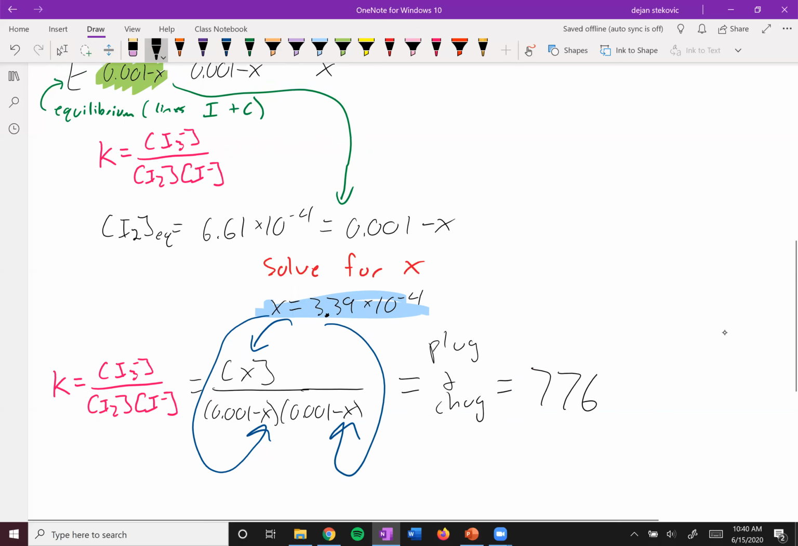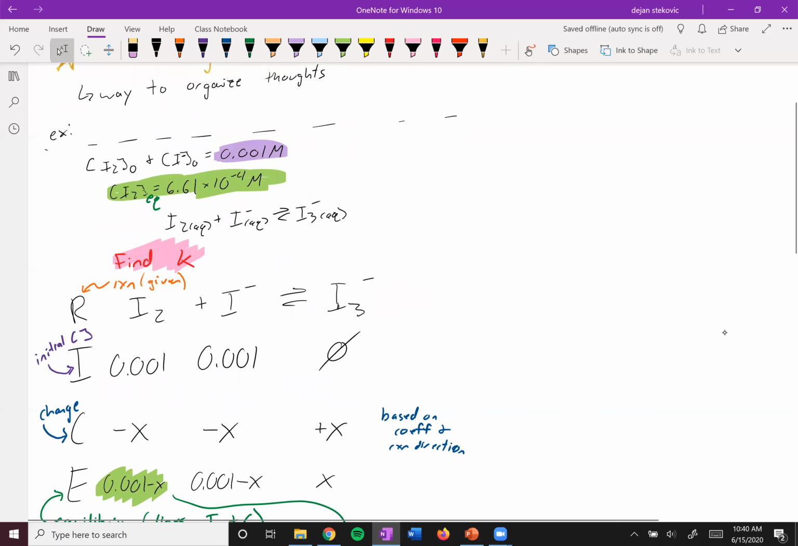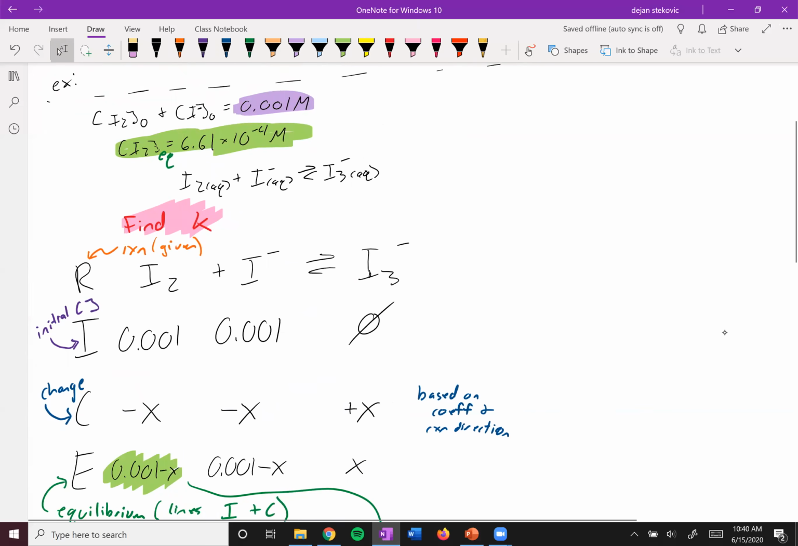So there's one example of a RICE problem. In this case, you were given some initial concentrations, and then you were given a concentration of one of the components at equilibrium, and then asked to find K. But there's other examples that we'll go through.